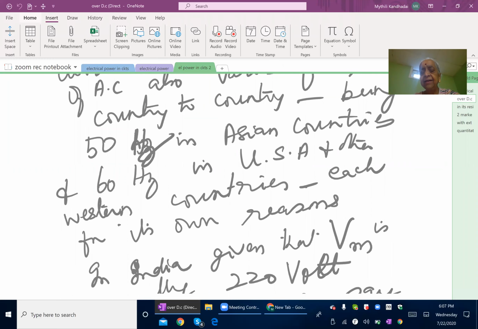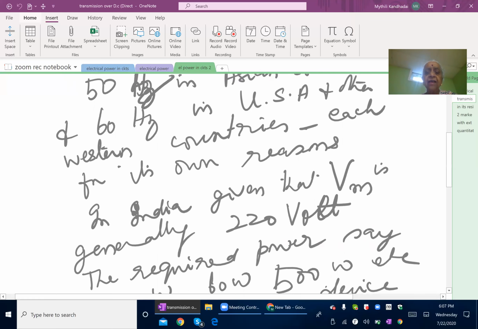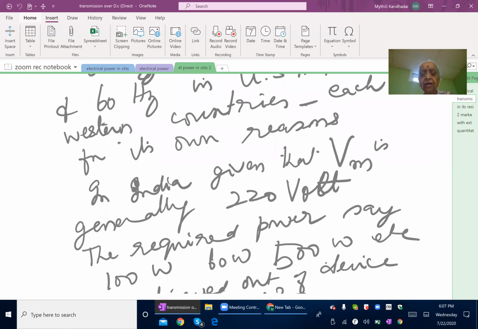India and Asian countries use 50 hertz as the frequency of the AC, and the USA and other Western countries use 60 hertz, each for its own reasons. In India, given that the marked voltage is generally 220 volts, they will give an allowance: 220 to 230 is okay. Beyond 230, it is not permitted. It is forbidden.